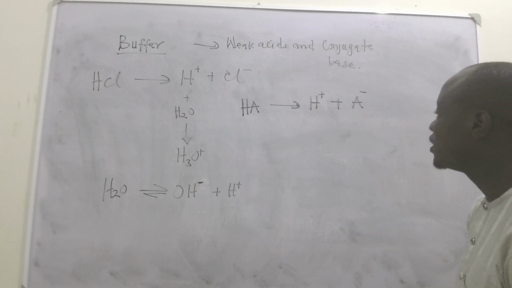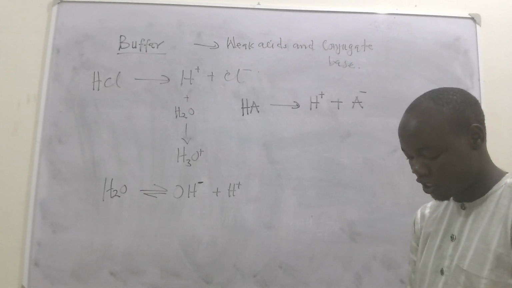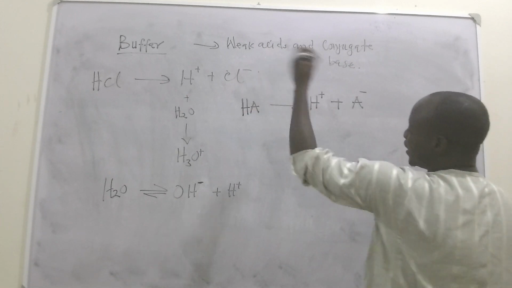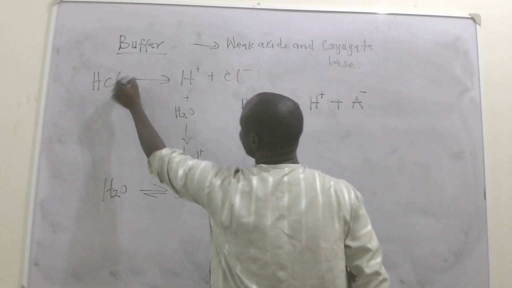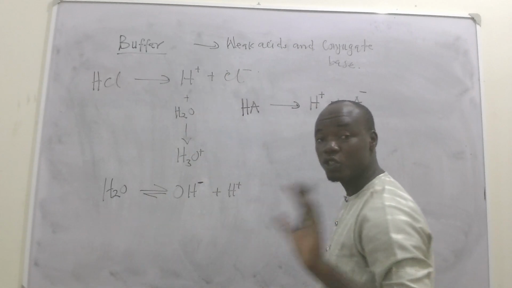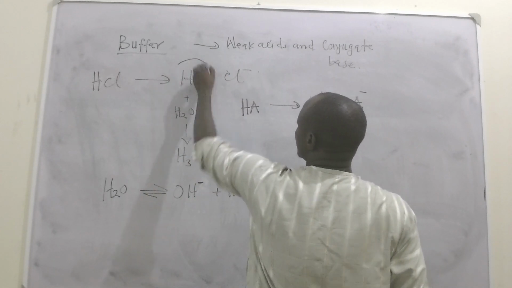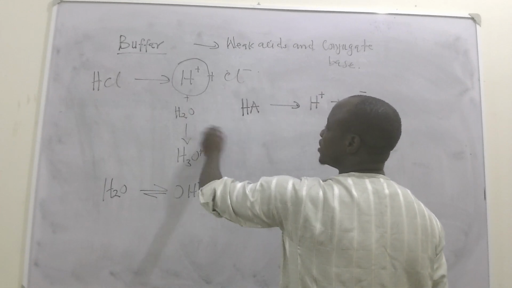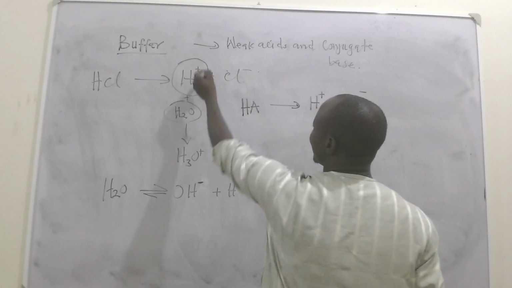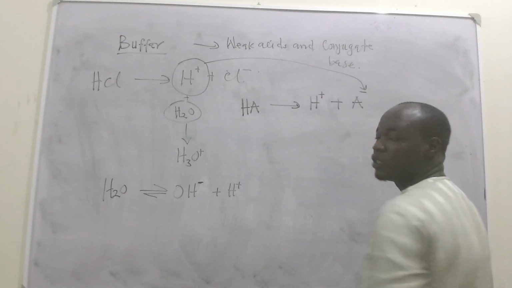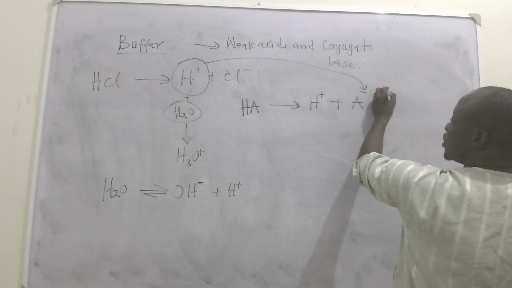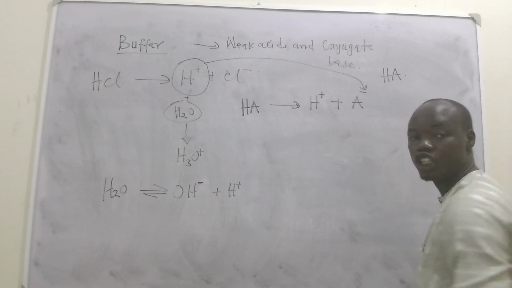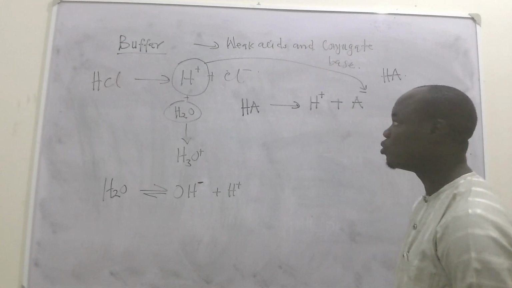So in a situation where you add an acid, let's say you add an acid to a solution where there is a buffer system, it will produce hydrogen ion. So what will happen? This hydrogen ion, since we have a buffer system, will be reacting with the conjugate base. So it will react with the conjugate base to produce a weak acid, which doesn't affect anything in the solution.